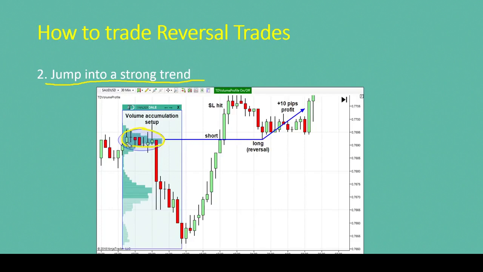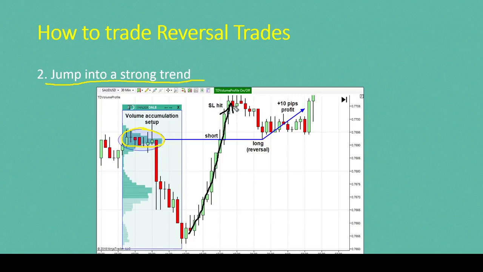In this case, it's a volume accumulation setup. Pretty heavy volumes accumulated in this area. And there is a strong trend right there. Without any pullbacks, the price just goes past the level in a strong uptrend. And in a case like that, you want to participate in the trend and you look for a place where you enter the trade.